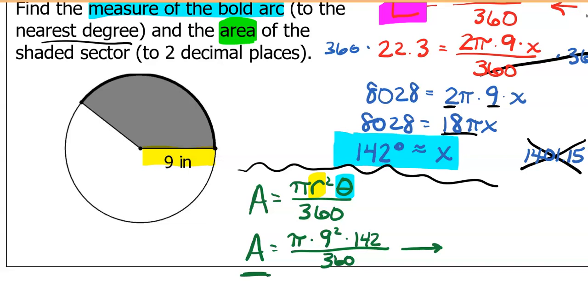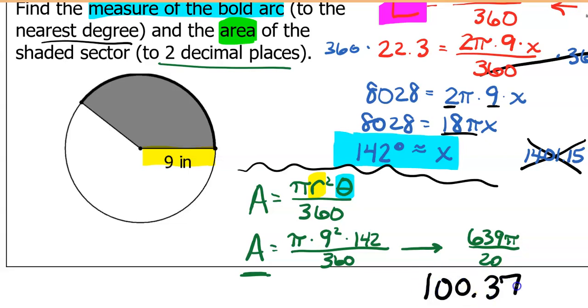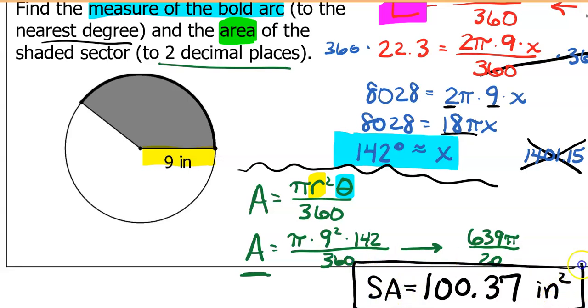Depending on what your calculator says, you might get 639 pi over 20, but this says 2 decimal places, so everybody should end up with 100.37. And since we're looking for area, or sector area, that would be measured in square inches. Here you'll notice I got a little lazy. I did A for area. Really should have done SA for sector area.